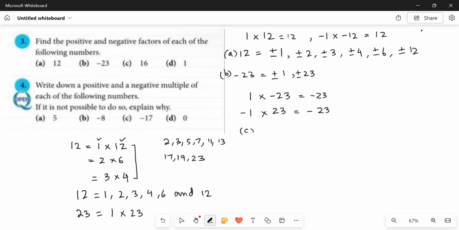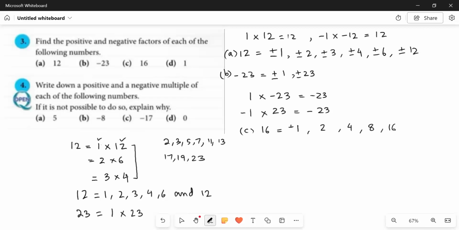Part C is 16. So let us find out all the factors of 16 first. 1, 2. It's an even number, so 2 is its factor. And then 3 is not a factor of 16. 16 is not divisible by 3. So what's next? 4. 4 fours are 16. And then 8 is also a factor of 16. 8 twos are 16. And then we have the last factor as 16.